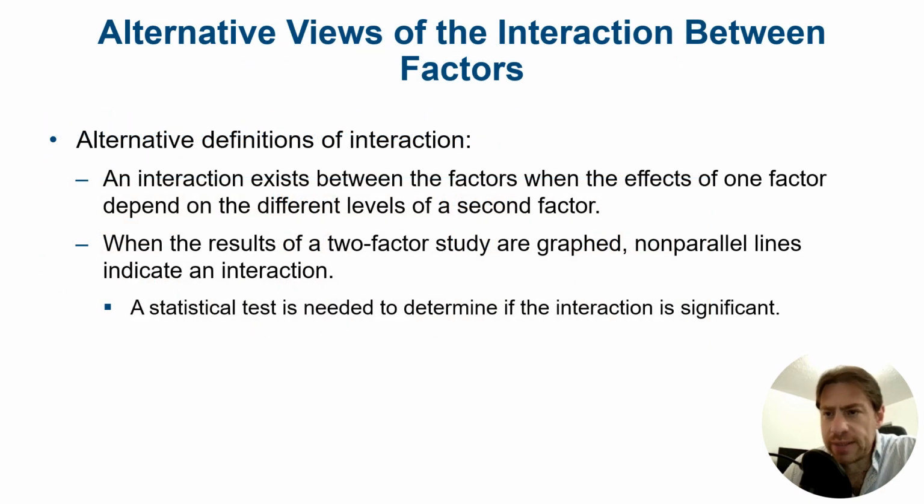So there are different ways of defining and conceptualizing the idea of an interaction. And your book gives several definitions, I believe, but I prefer this definition here, where an interaction occurs when the effects of one factor depend on the level of the other factor. So that's an interaction. And if the factors are independent, such that the effect of one does not depend on the level of the other, then you have no interaction.